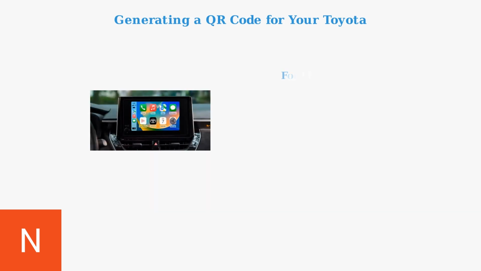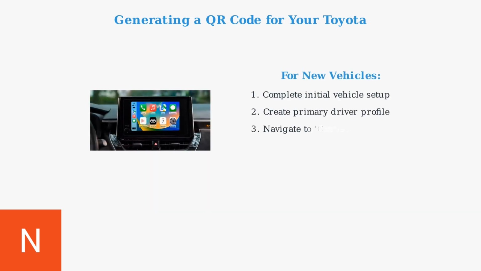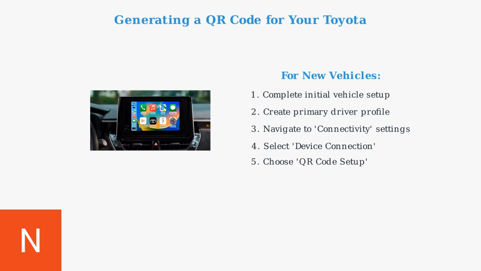For new vehicles, start by completing the initial setup and creating your primary driver profile. Then access the connectivity settings through the infotainment system. Navigate to Device Connection or Phone Pairing, then select QR Code Setup. The system will generate a unique QR code that remains active for 5 to 10 minutes.